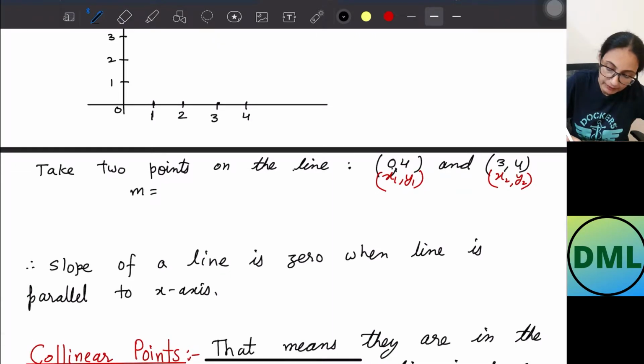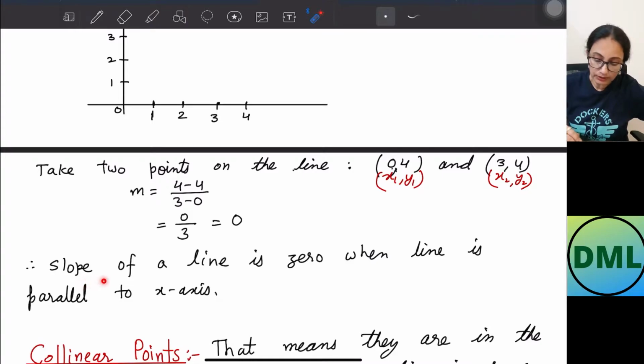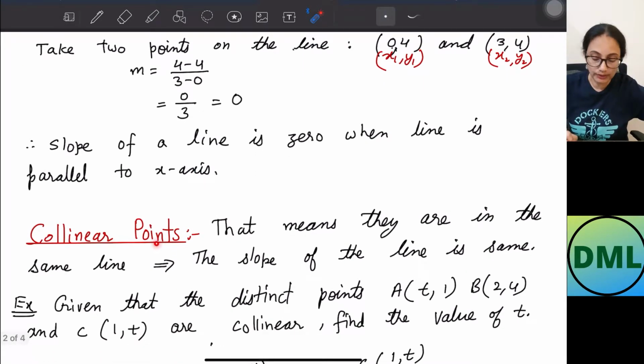Slope is given by y2 minus y1, 4 minus 4, over x2 minus x1, 3 minus 0. That is equal to 0 over 3. So this is equal to 0. So the slope of a line is 0 when the line is parallel to the x-axis. Let's see collinear points. That means that they are in the same line. What is the meaning of that? The slope of the line is the same.